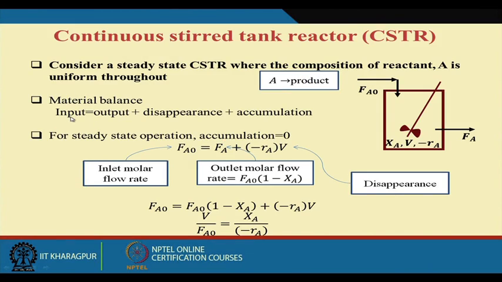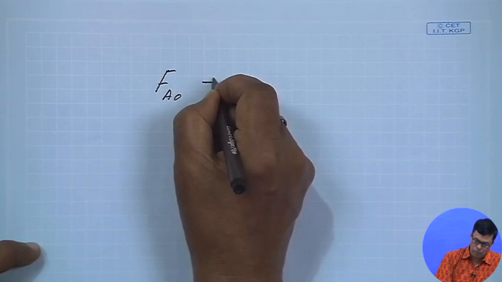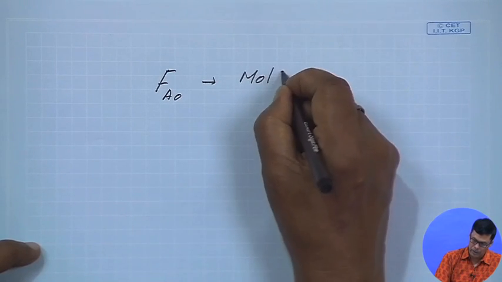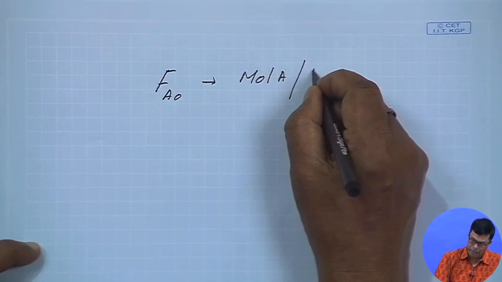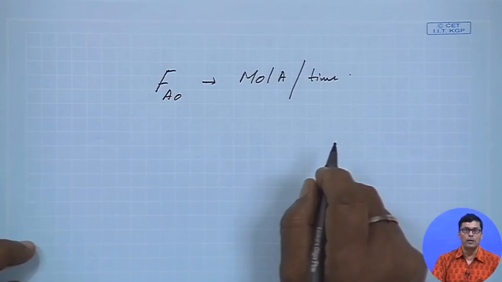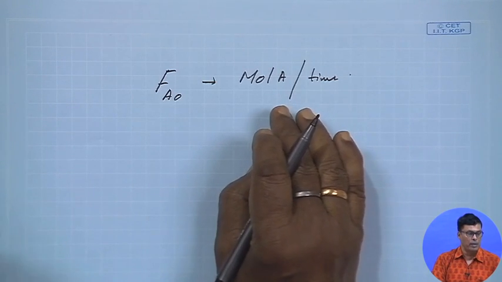If the concentration of the substrate is uniform, then and only then is it possible to have uniformity in the reaction mixture. So, here your equation is: rate of input equals rate of output plus rate of disappearance plus rate of accumulation. Under steady state operation, the rate of accumulation should be equal to 0. This is very important. Now, how can we write it? Suppose the rate of input is FA0. What is FA0? FA0 is the moles of A per unit time.